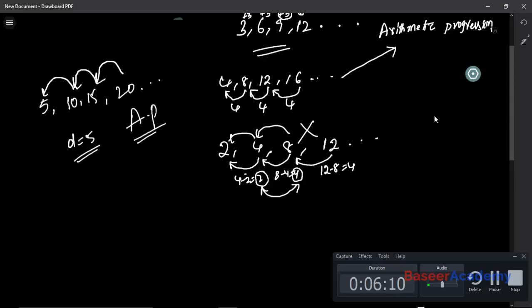To write down the arithmetic progression, how many parameters do you need? You actually need only two parameters. You just need the first term, like this. Here the first term is 5, and then you have to know the common difference. Let's say the common difference is again 5. So I know the first term, which is 5, and I know the common difference, which is 5.